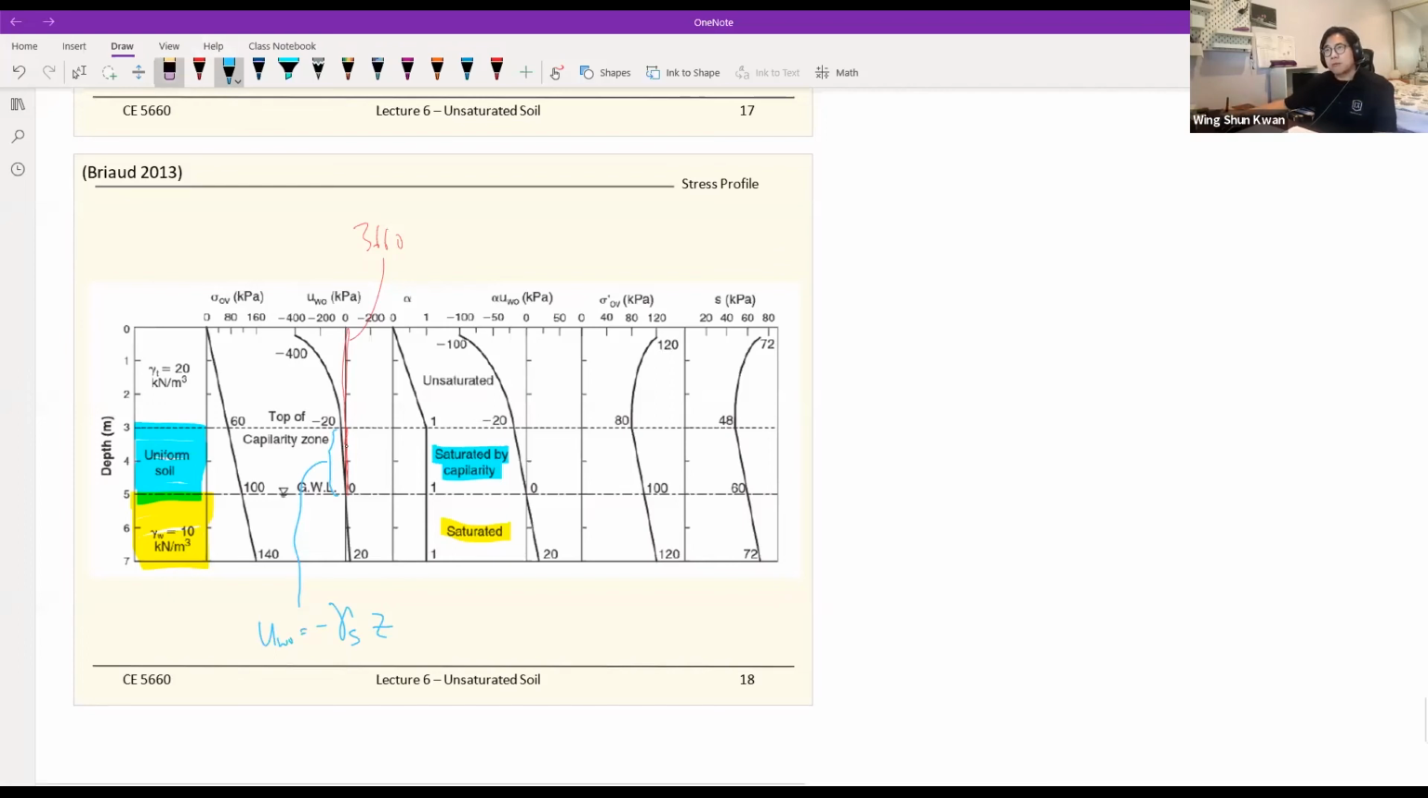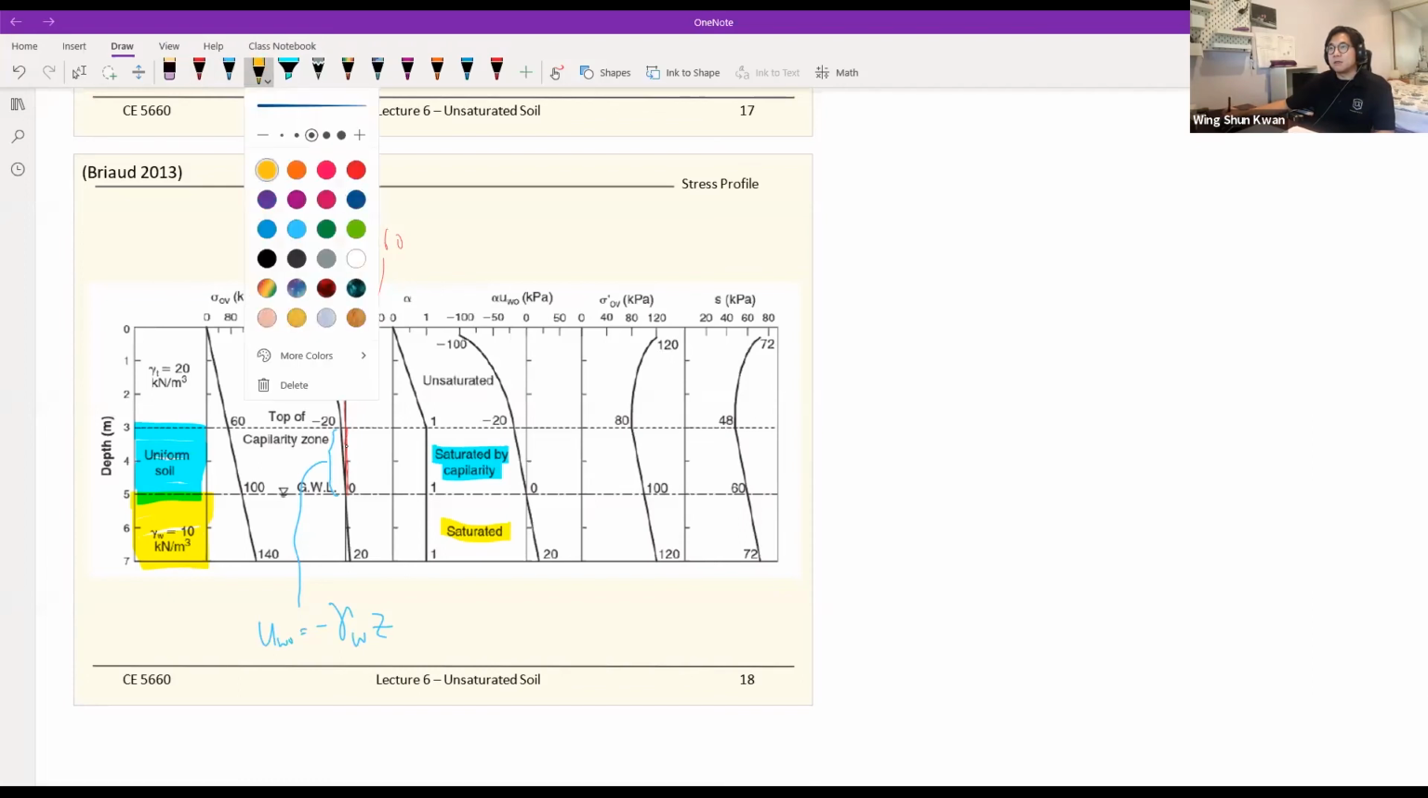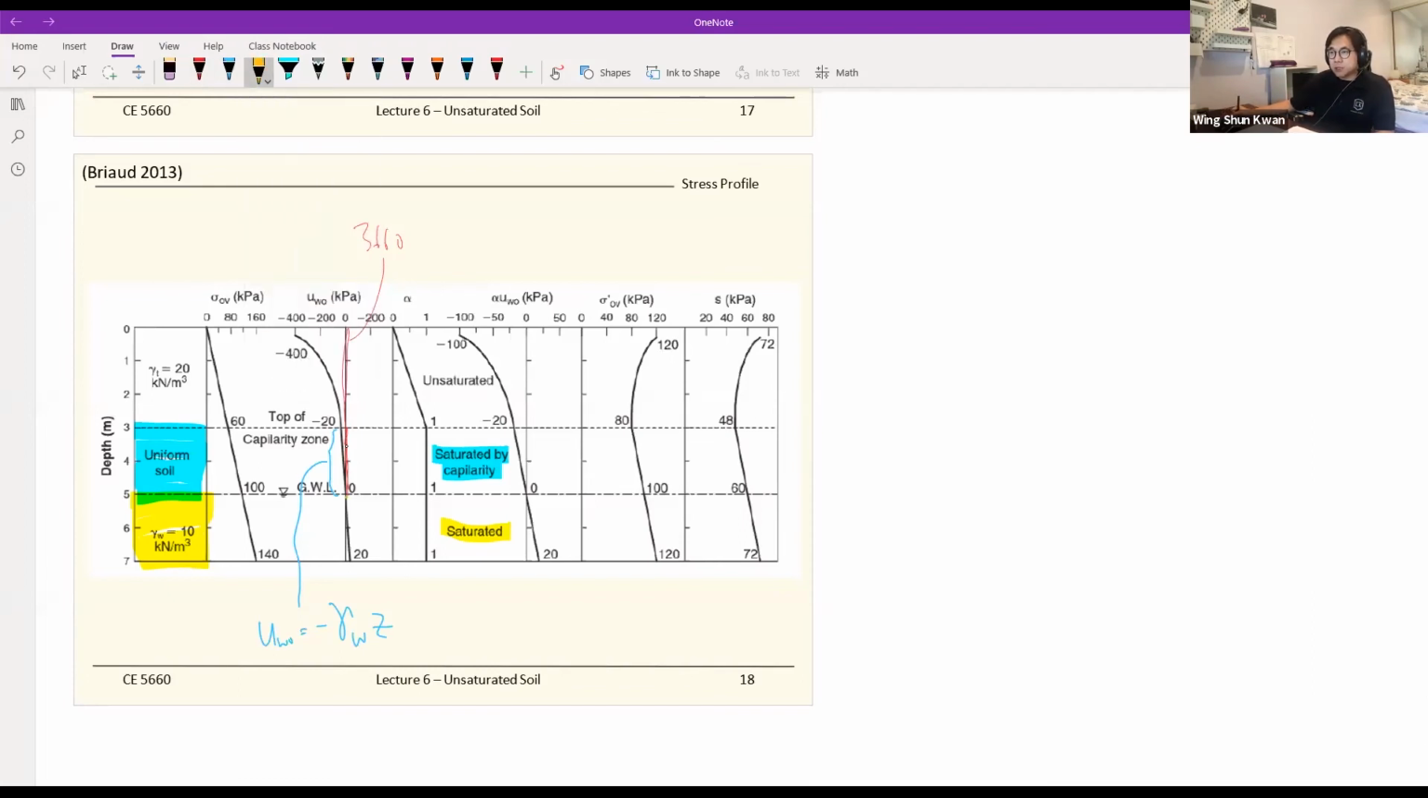No, it should be water. My bad. It should be the unit weight of the water that you work on. So this will be a linear line. If this is underneath the water table, this part is what you have been calculating: the water pressure equals the unit weight of water times the depth.